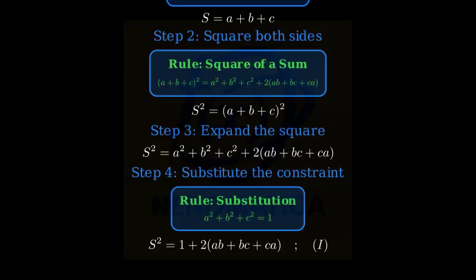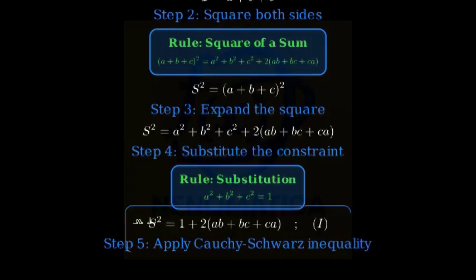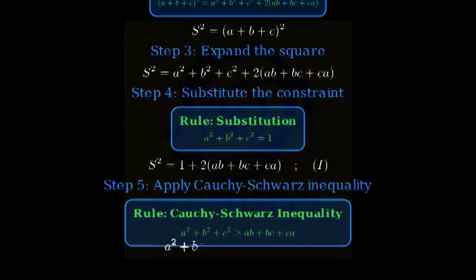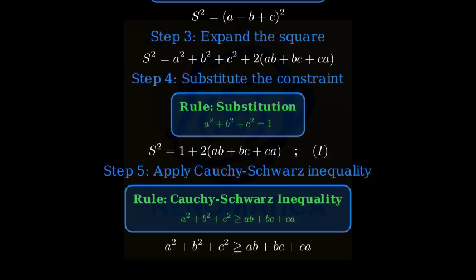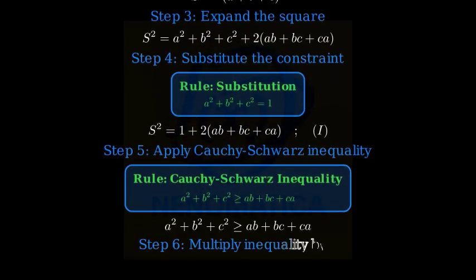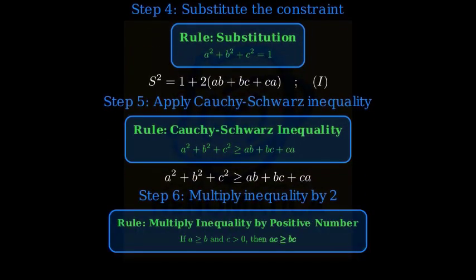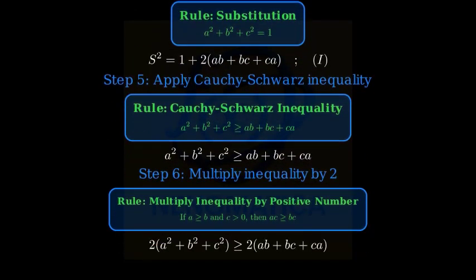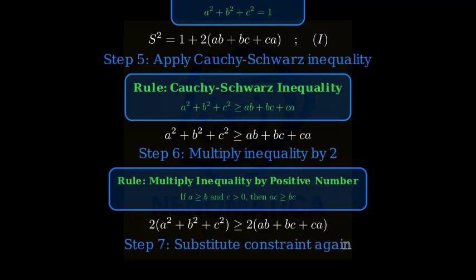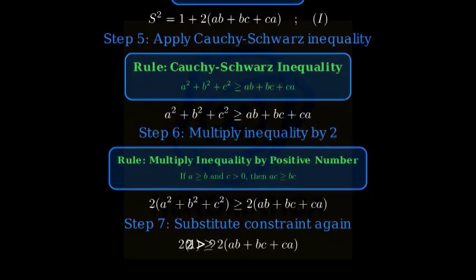Now, let's use an important inequality. We know that a squared plus b squared plus c squared is greater than or equal to ab plus bc plus ca. This is a reminder that comes from the Cauchy-Schwarz inequality. Let's multiply both sides of this inequality by 2. 2 times a squared plus b squared plus c squared is greater than or equal to 2 times ab plus bc plus ca. We know that a squared plus b squared plus c squared equals 1. So 2 times a squared plus b squared plus c squared equals 2 times 1, which is 2.